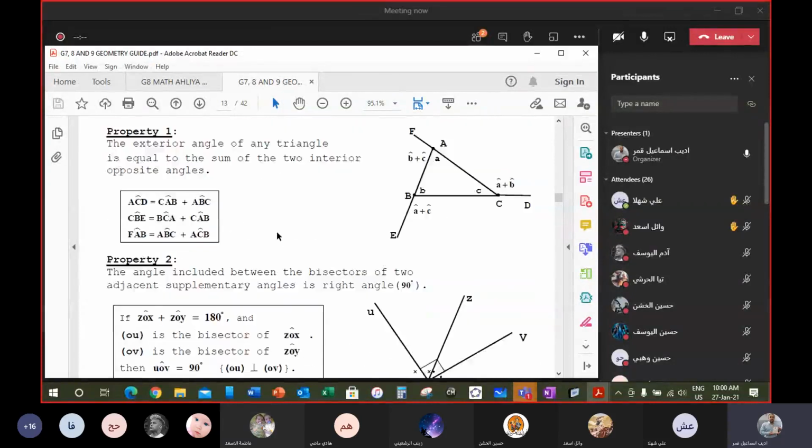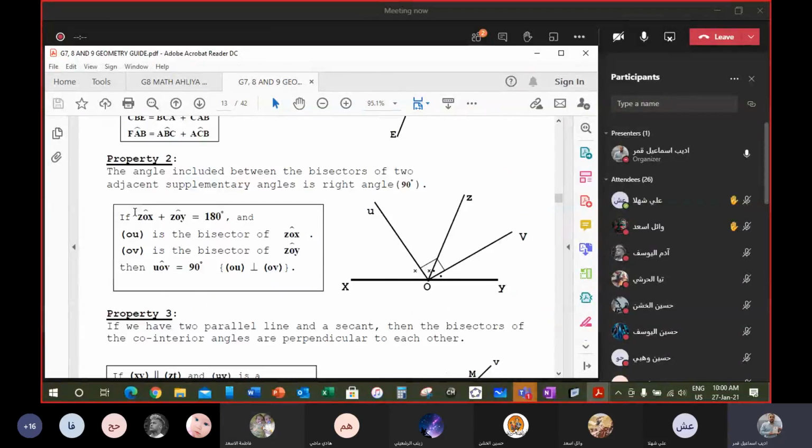Property 2: the angle included between two bisectors of two adjacent supplementary angles is a right angle, 90 degrees. Pay attention to this one, follow along with me. XOZ plus ZOY equals 180 degrees.